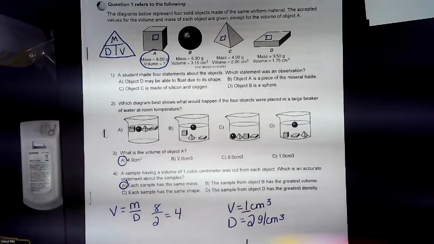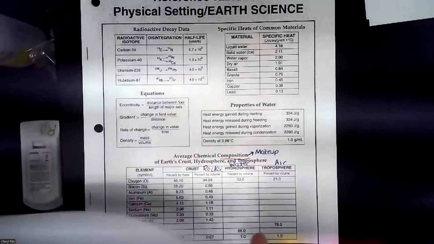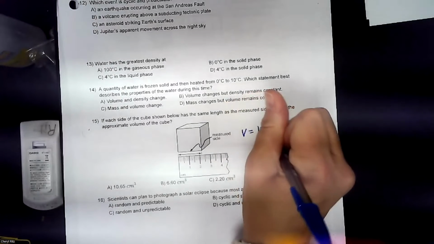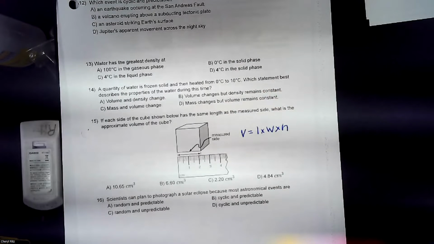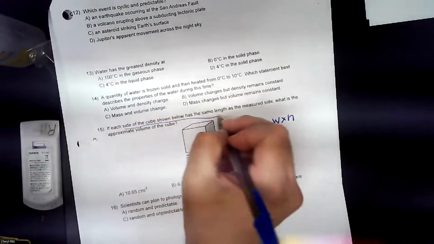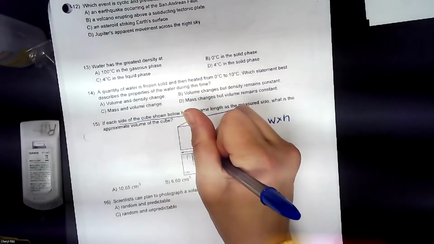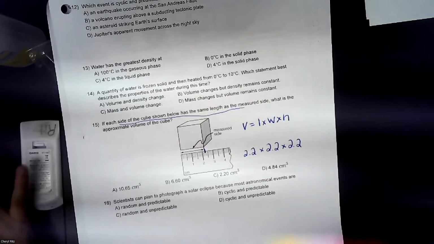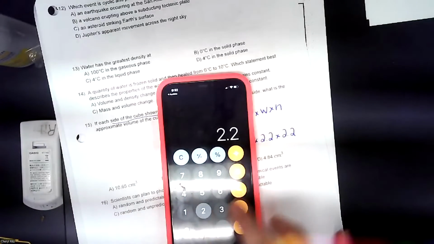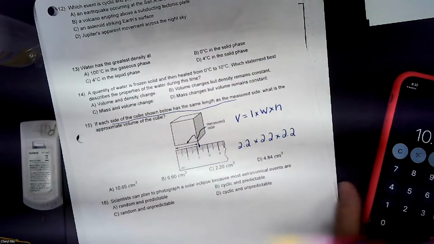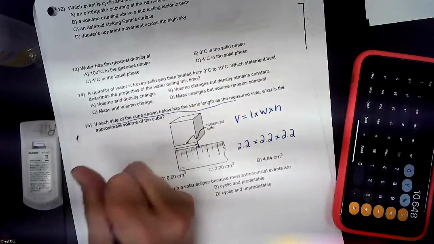Yeah. 15. So this was like how I kind of tested your hands-on knowledge without giving you anything to test with your hands. But it was asking you for the volume. Remember, volume equals length times width times height. And since it's a cube, what do you know about, and it even said this, the cube shown has the same length. So each side of the cube has the same length as measured. So when you measure this, it looks like 2.2 times 2.2 times 2.2. And when you plug that into your calculator, you get 10.6. So mine came out to 10.648, which rounds to 10.6.